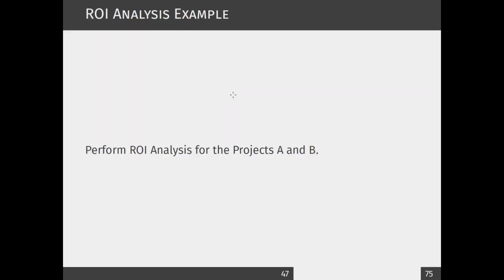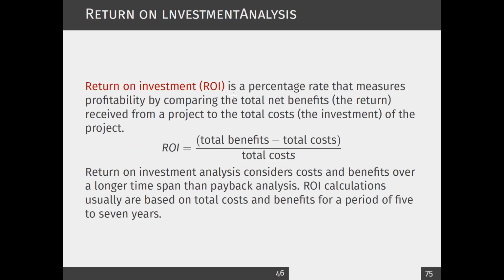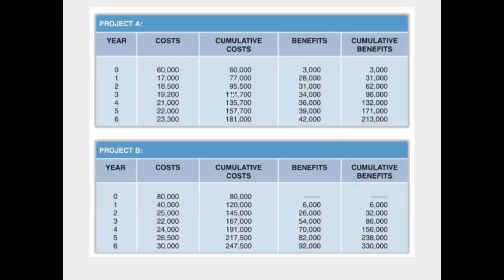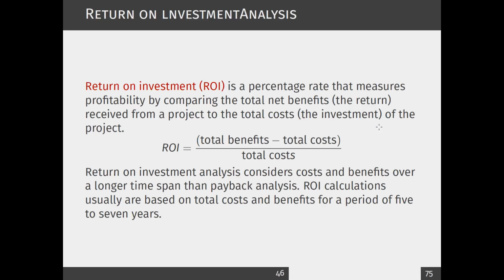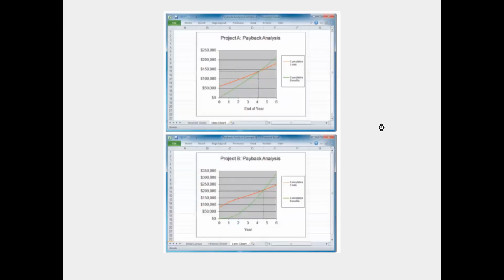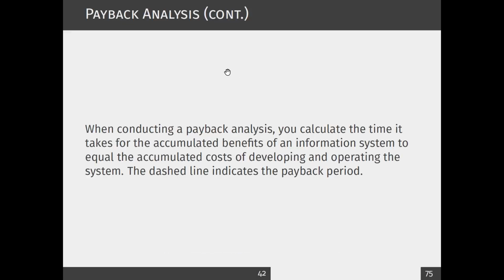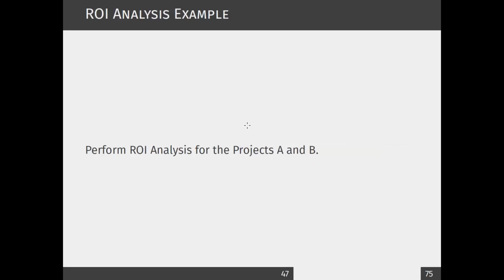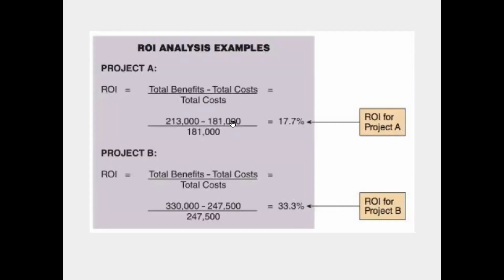So we have to go back and calculate the total benefits. If you go to A, you have to talk about the total benefits. So we can cumulate it, it's 213,000, right? Then total costs. You can look at total costs, right? 181,000, and then you divide by 181,000, which you will get 17.7%.